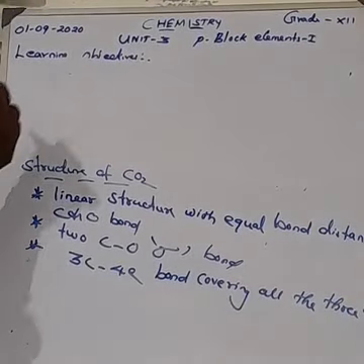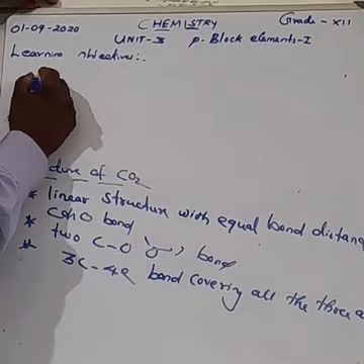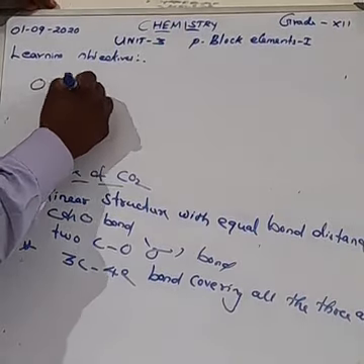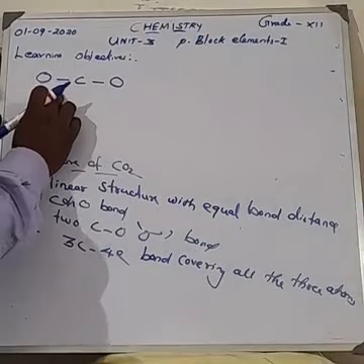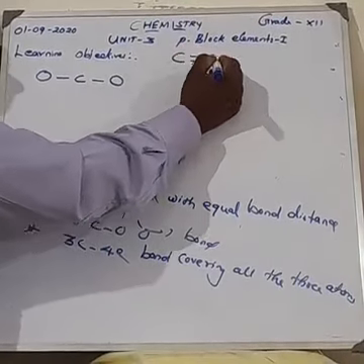First one, carbon dioxide having 3 elements. What are the 3 elements? Oxygen, carbon, oxygen. Okay? Oxygen, carbon, oxygen. What is the atomic number of carbon? The atomic number of carbon is 6.